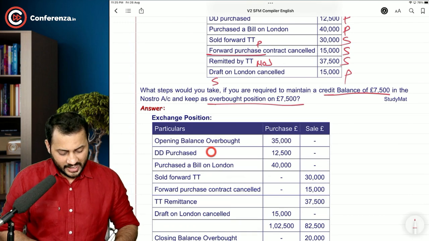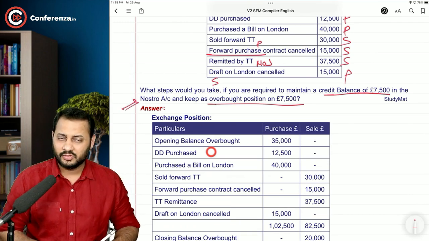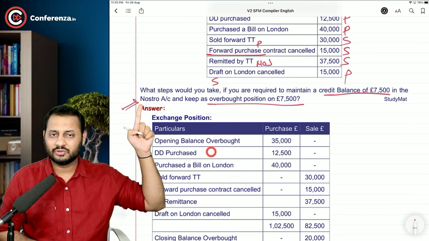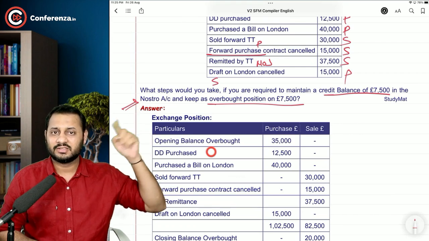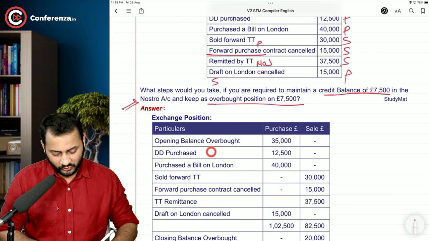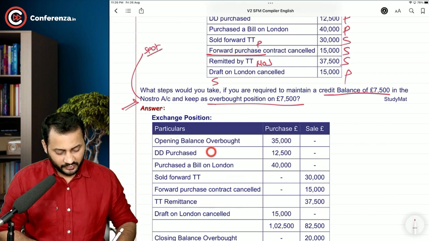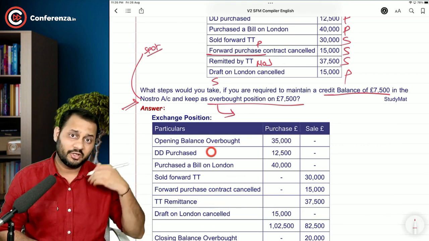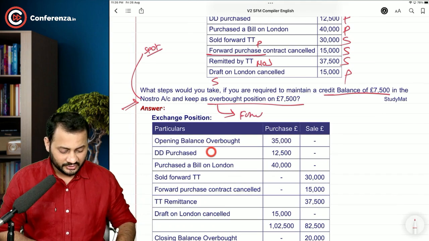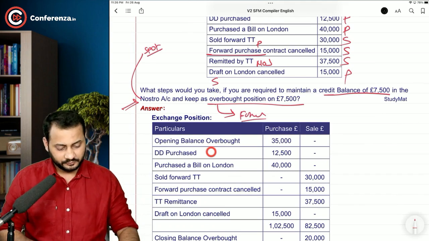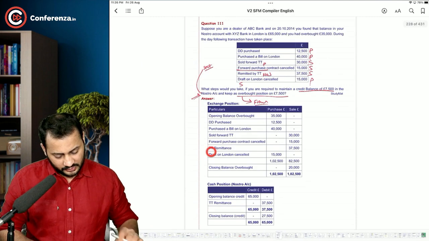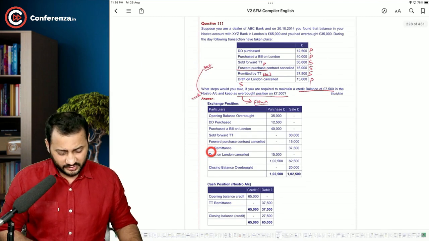If you have to add or reduce the balance in the Nostro account, you can just sell spot or buy spot. Whatever you want to do in Nostro, go with the spot transaction, and whatever you want to do in the statement only, go with a forward transaction. That's it. Okay, sir. The previous question, question number 110.